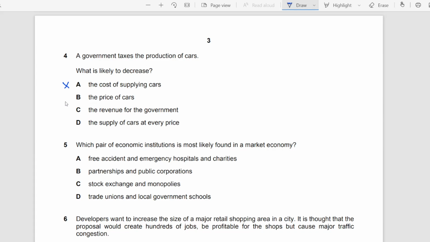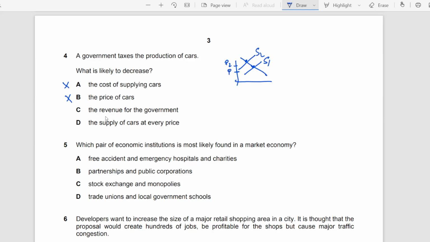The price of cars cannot decrease, because if the government taxes the production of cars, that means the suppliers will not be able to produce as many cars as they could before. So the supply will reduce, and you know what happens when the supply reduces? Let me just quickly demonstrate. This is the supply curve, this is the demand curve. As the supply goes from S1 to S2, the price goes up from P1 to P2. I hope you understand this concept well.